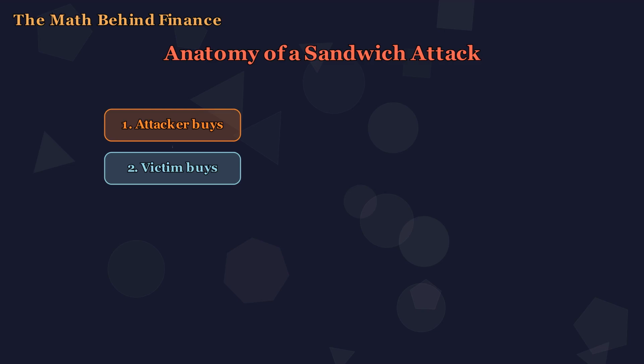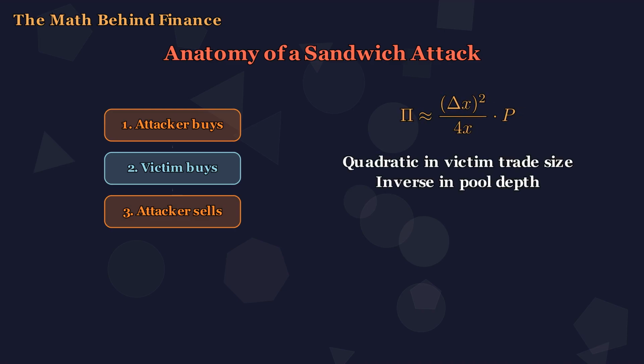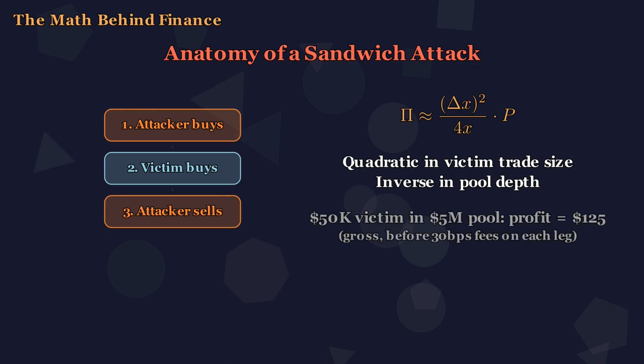Step 2. Your trade executes at the now inflated price. Step 3. The attacker sells immediately after, pocketing the difference. The profit, to leading order, is the victim trade size squared divided by 4 times the pool depth times the price. A $50,000 trade in a $5 million pool yields about $125 before fees. The key insight? Profit scales quadratically with victim size and inversely with pool depth.